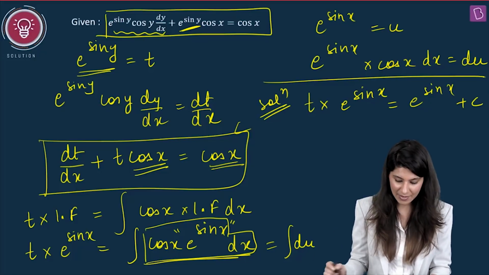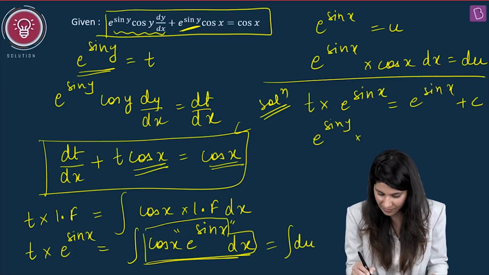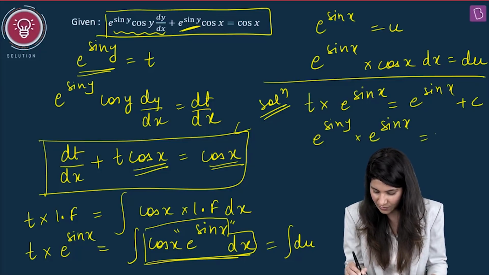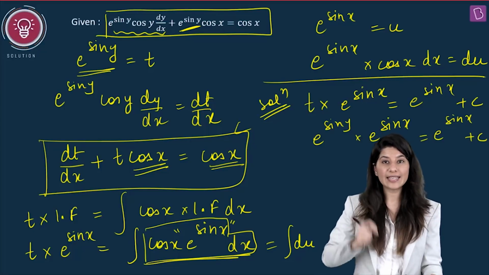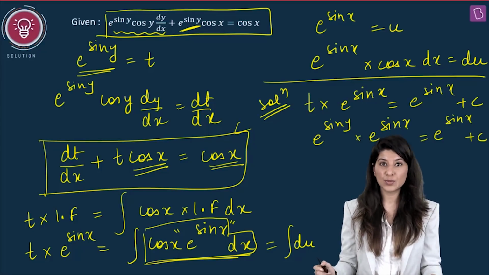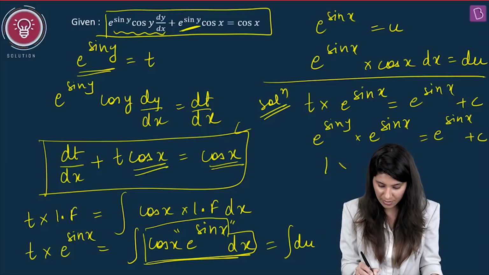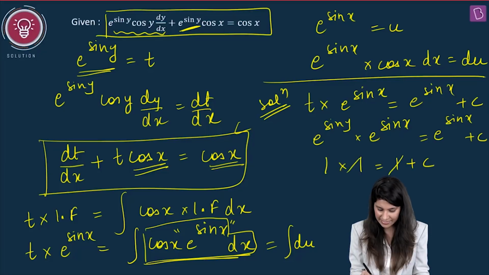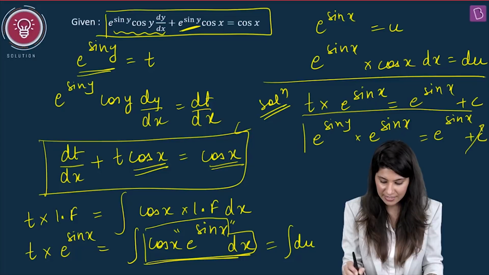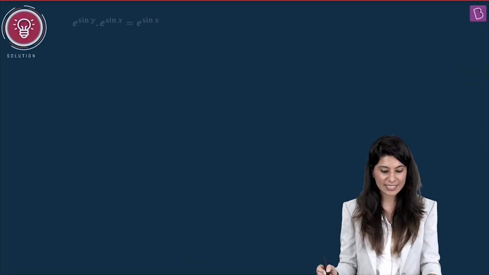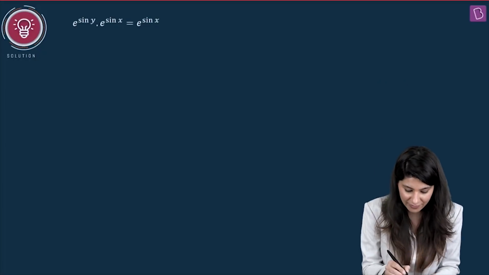And let's replace t by e raised to power sin y. So here you have e raised to power sin y multiplied by e raised to power sin x equals e raised to power sin x plus c. Now you know at x equals 0, you have y equals 0, the initial condition. The moment you put 0, 0 in this, it would be 1 multiplied by 1 equals 1 plus c, hence c is 0. Okay, all right. This is gone. Now you have just this: e raised to power sin y multiplied by e raised to power sin x equals e raised to power sin x. This is your equation left, right?